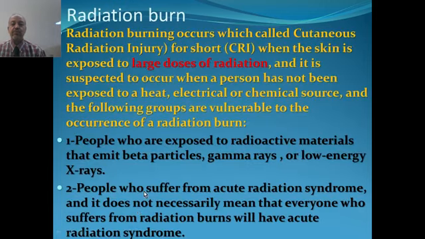Radiation burn. What causes a radiation burn? Radiation burn may be like sunburn, like a hot burn from fire. Radiation burn occurs with what is called cutaneous radiation injury, CRI for short, when the skin is exposed to large doses of radiation. The first one is short time, large doses. Large doses of radiation are suspected when a person has not been exposed.